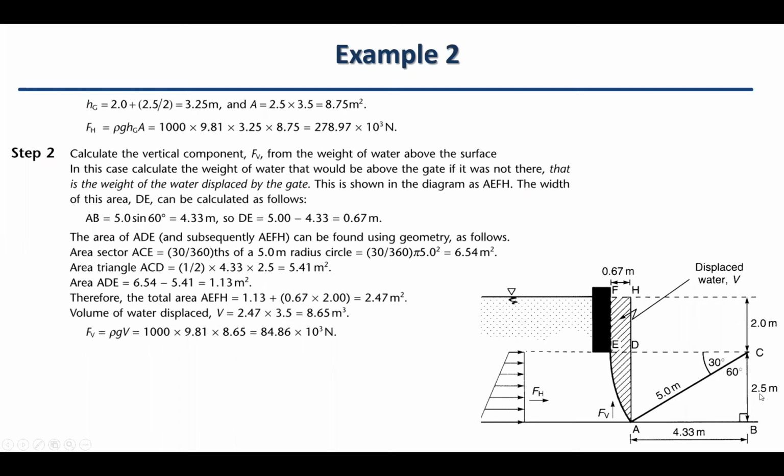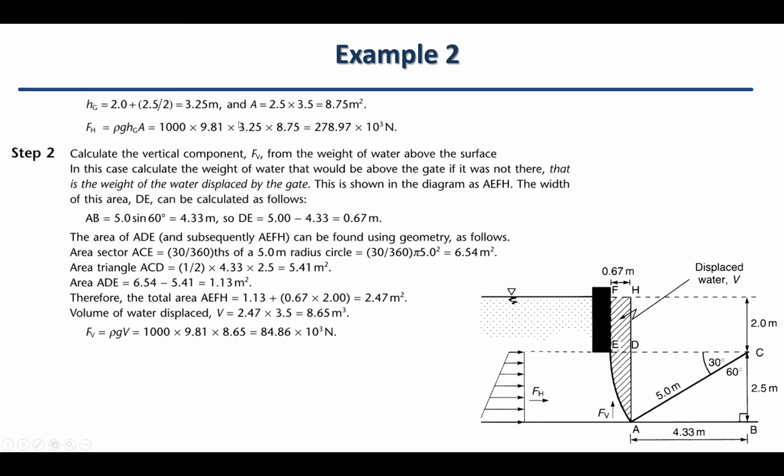So the area can be calculated as 2.5 times the length. The length is given to us as 3.5 meters. Look at the problem description. So 2.5 times 3.5, the area is 8.75 square meters. The area is the vertical projected area.